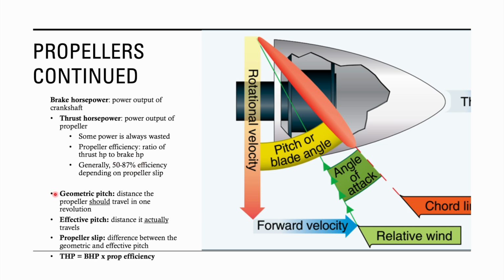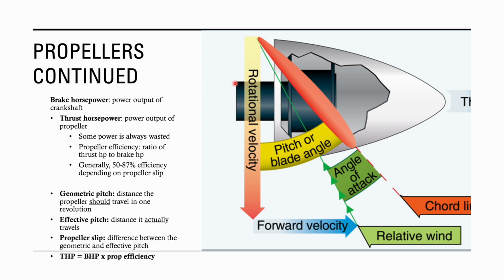There's something called geometric pitch. That's the distance the propeller should travel based off of its design. If you think about it like a nut and bolt, based off the measurement of the threading on that bolt, how far should the nut travel when you spin it? That's kind of what you're doing with the propeller blade. Based off the designed angles, if I rotate it, how far should the plane travel?